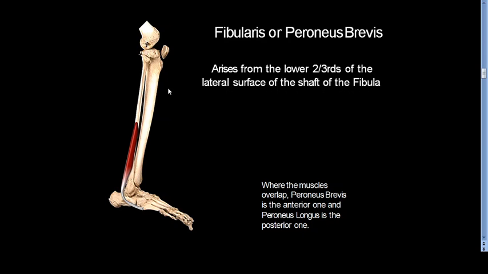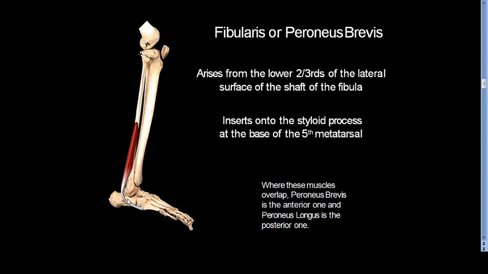Another muscle that you can appreciate in the lateral compartment is the fibularis brevis or peroneus brevis. It is the smaller muscle. It takes origin from the lower two-thirds of the lateral surface of the shaft of the fibula, and it goes towards the base of the fifth metatarsal over here. So this is the base of the fifth metatarsal, and it is getting inserted onto it.